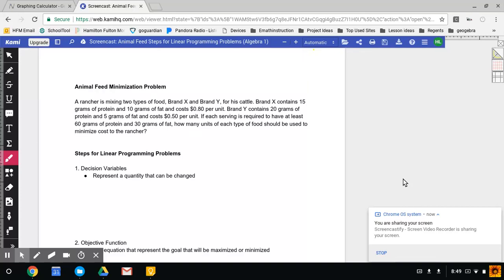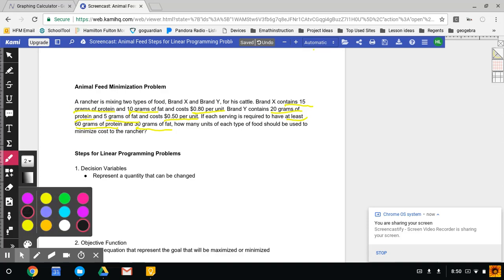Okay, I'm going to show you another example of animal feed to help with your project. So a rancher is mixing two types of food, brand X and brand Y, for his cattle. Brand X contains 15 grams of protein and 10 grams of fat and costs 80 cents per unit. Brand Y contains 20 grams of protein, 5 grams of fat, and costs 50 cents per unit. If each serving is required to have at least 60 grams of protein and 30 grams of fat, how many units of each type of food should be used to minimize the cost to the rancher?